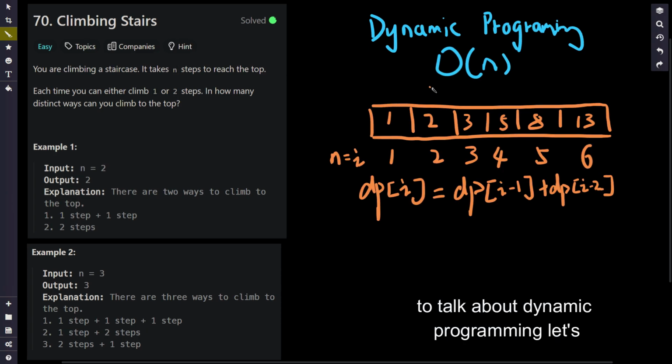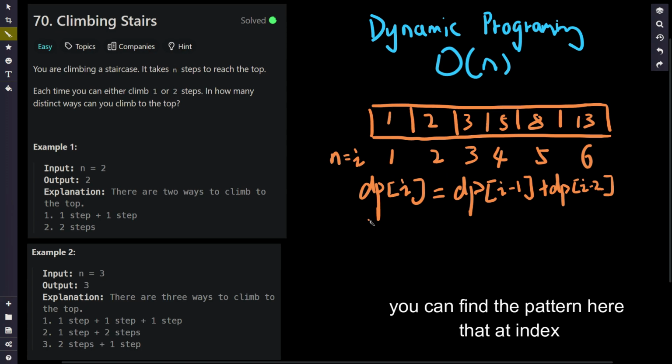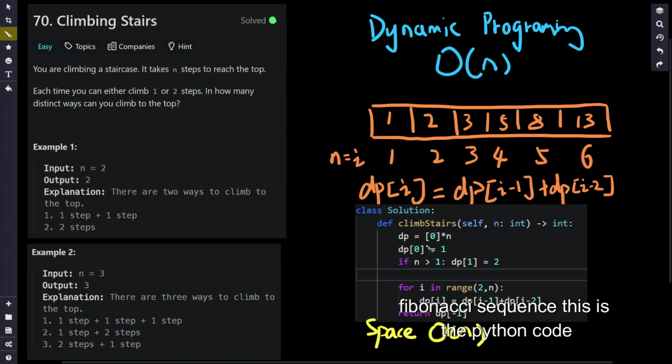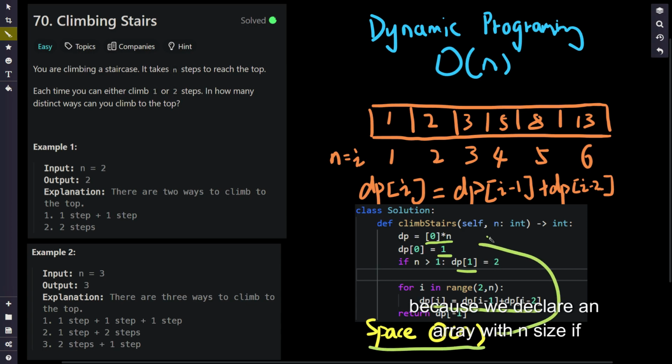Next, I'm going to talk about dynamic programming. Let's denote i as n, and we can put everything in an array. You can find the pattern here that at index i, it's actually equal to the result of i minus 1 plus i minus 2. And this is actually the Fibonacci sequence. This is the Python code. First, we declare an array with all 0s inside. And then we initialize the first and the second element to 1 and 2. Finally, we implement this equation. The space complexity is O(n) because we declare an array with n size.